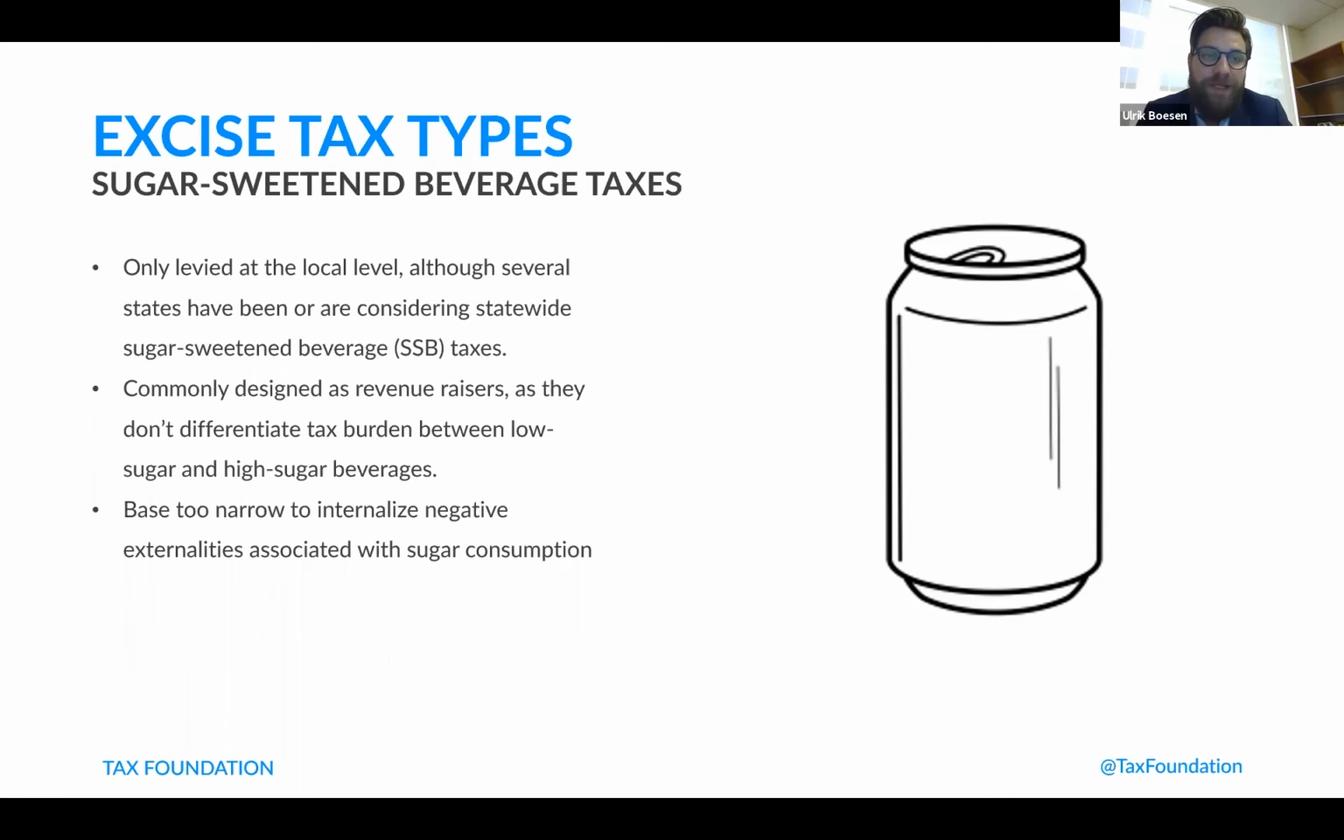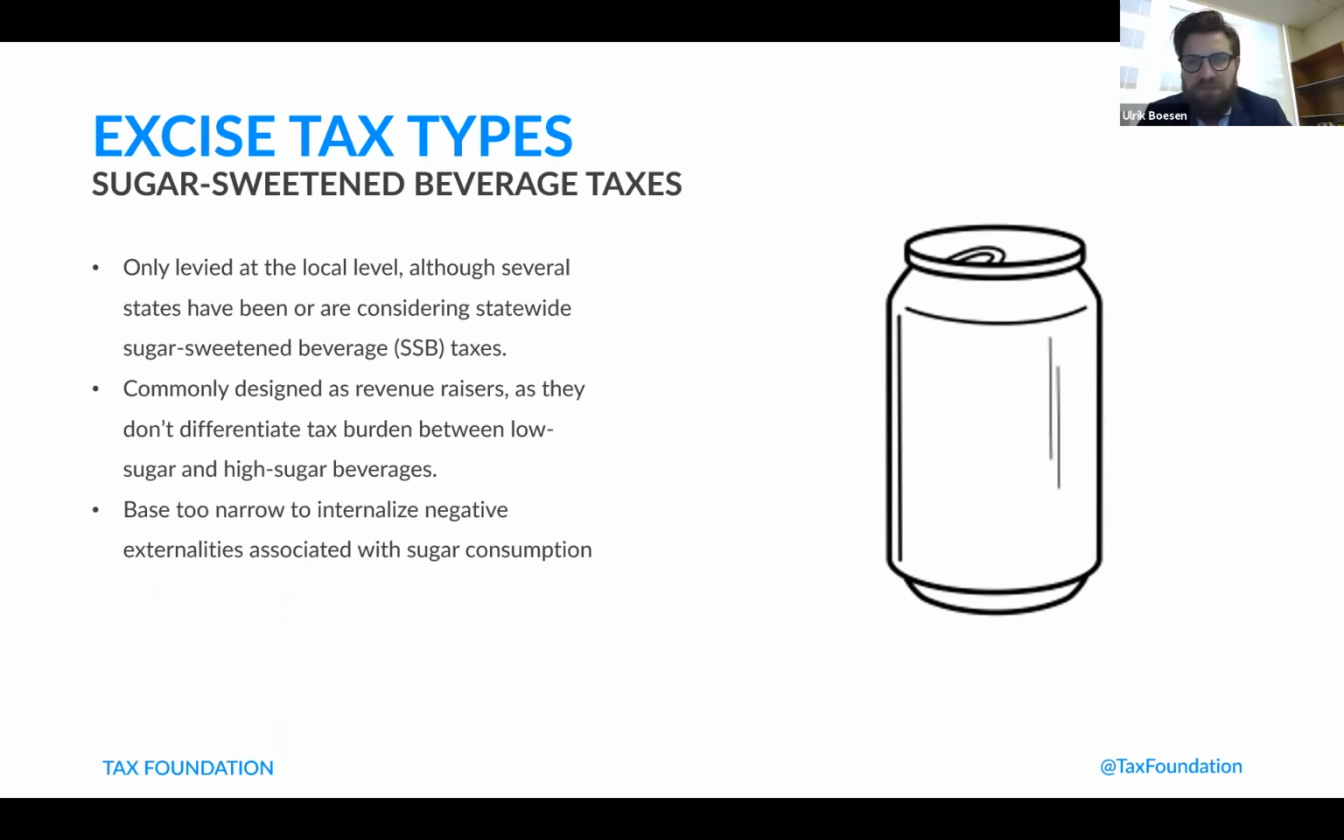So with a base that narrow, you're not going to actually internalize the negative externalities. You just ask soda consumers to pay more in taxes. And that's definitely not legitimate. It's kind of like if we were to tax tobacco and cigarettes, but not tobacco and cigars, or alcohol and wine, but not alcohol and beer. The base is simply too narrow.